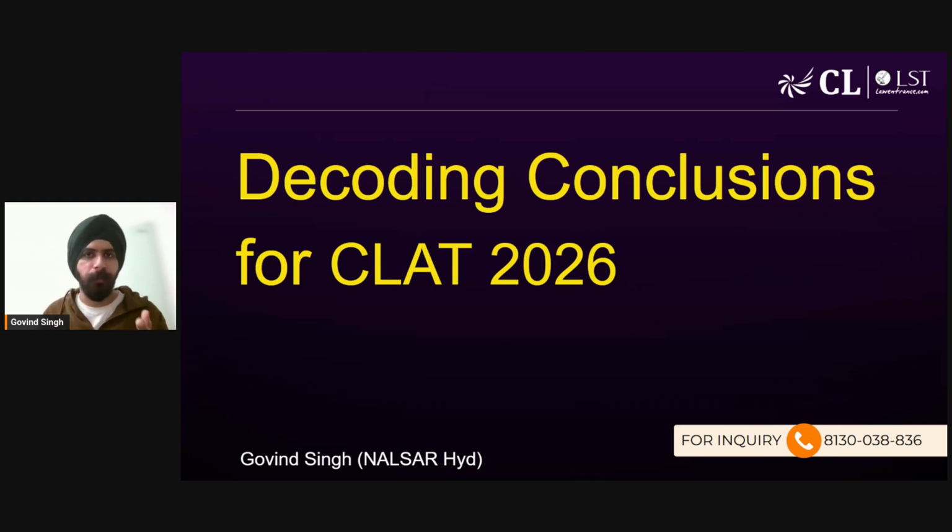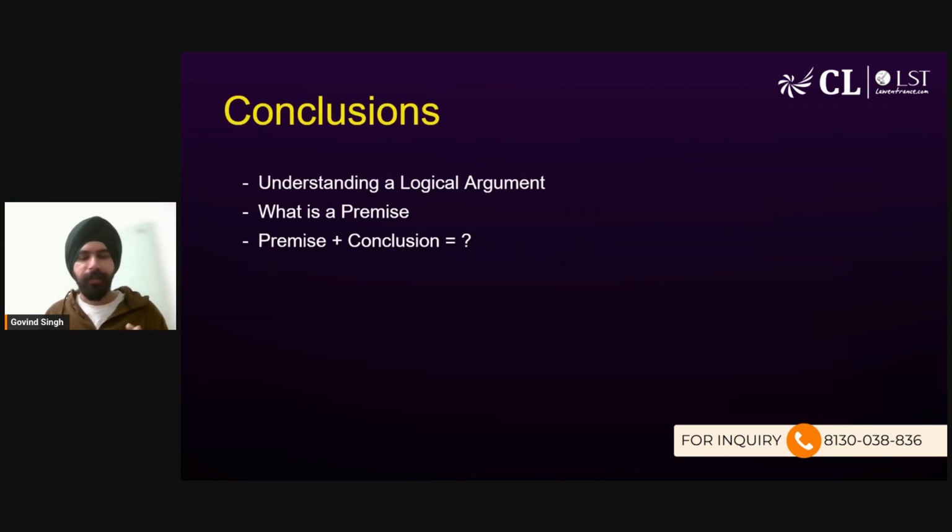Now conclusions is a very important topic when it comes to critical reasoning for the CLAT exam and for other law entrance exams as well. Let's understand what exactly are conclusions. But for that, we need to first understand where do conclusions come from? From a logical statement, right? From a logical argument.